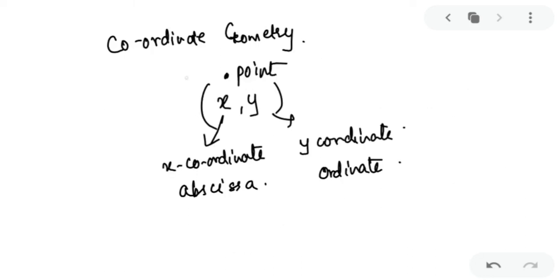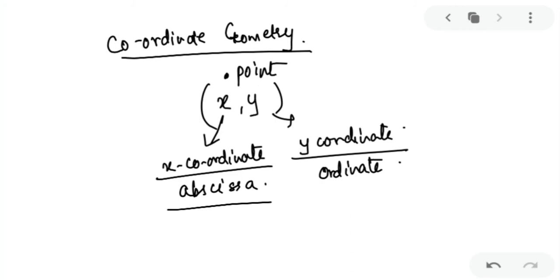Dear kids, next I am taking your coordinate geometry. In coordinate geometry, any point given will have two coordinates, that is x coordinate and y coordinate. Your x coordinate is called as abscissa and your y coordinate is called as ordinate.